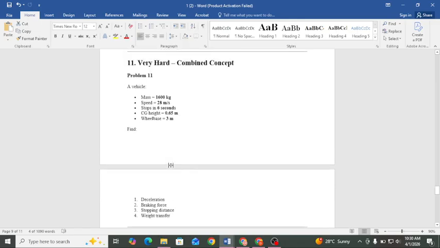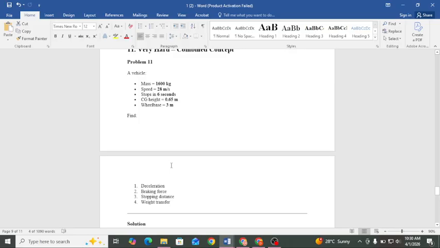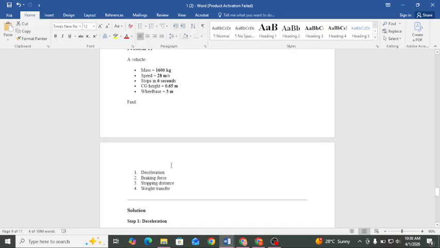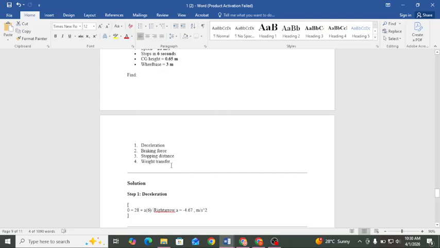Now another problem: the mass is 1600 kg, the speed is 28 meters per second, and the stopping distance is 66. Then find the values of deceleration, braking force, stopping distance, and weight transfer.